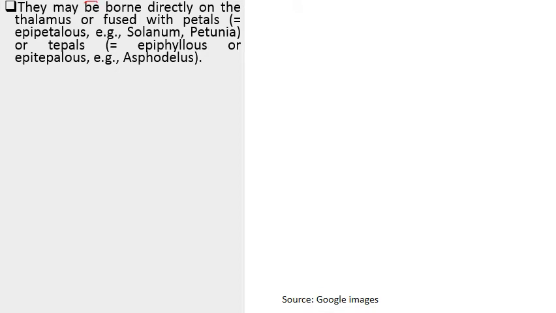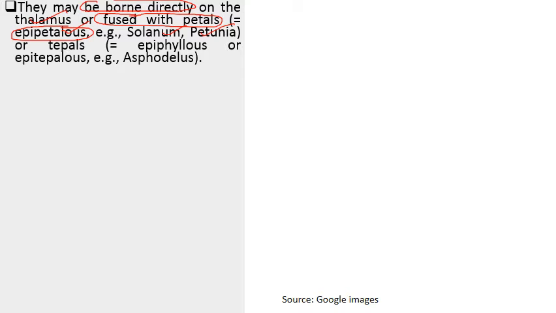Stamens may be borne directly on the thalamus or may be fused with the petals. If the stamens are fused with petals, then we use the term epipetalous. That condition is known as epipetalous condition, for example, in the case of Solanum and Petunia flower.